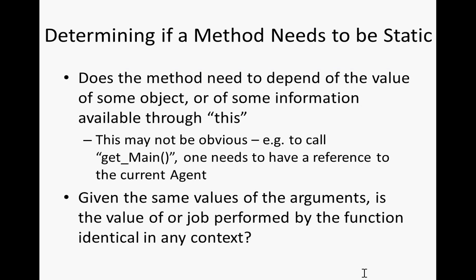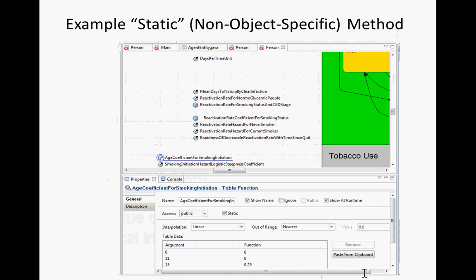This is static because this lookup doesn't depend in any way on the state of this person. And in no way is it affected by whether it's called on a male or female, or old or young. The point is, this is just a lookup. It's a mathematical relationship, just like sine is. It doesn't need to depend on somebody. So we call it static. And by the way, in AnyLogic, it allows you to interpolate in different ways, linear.